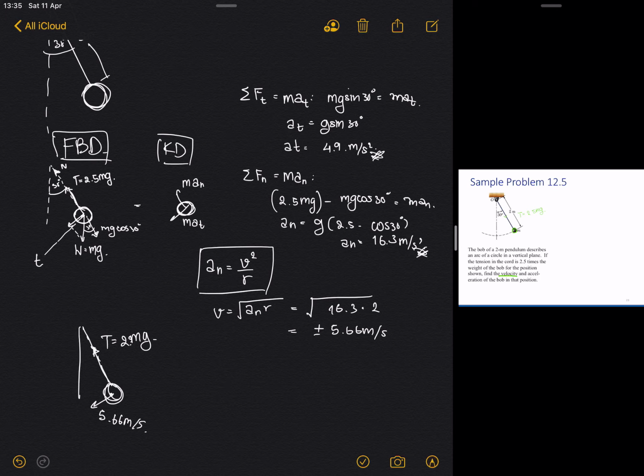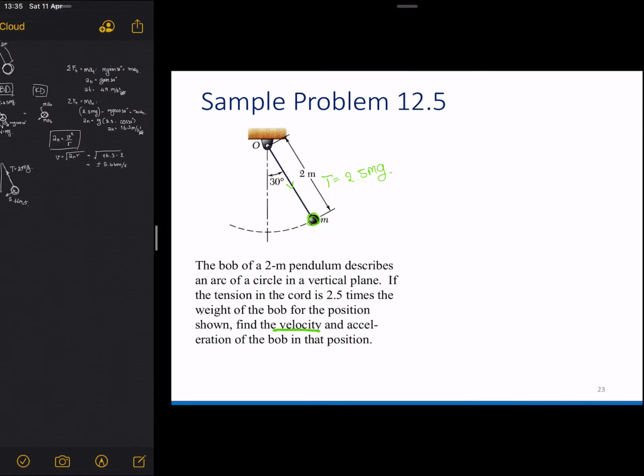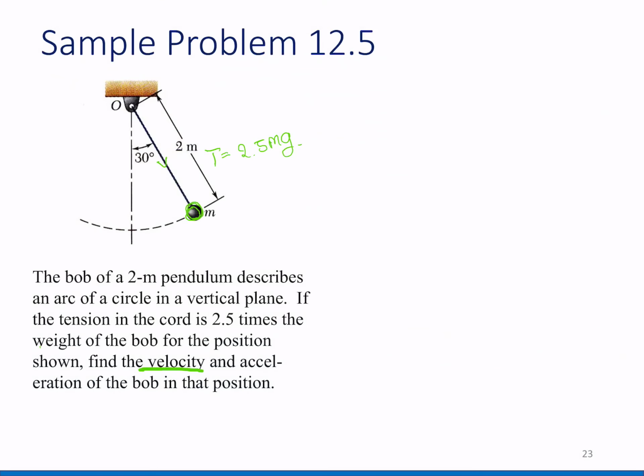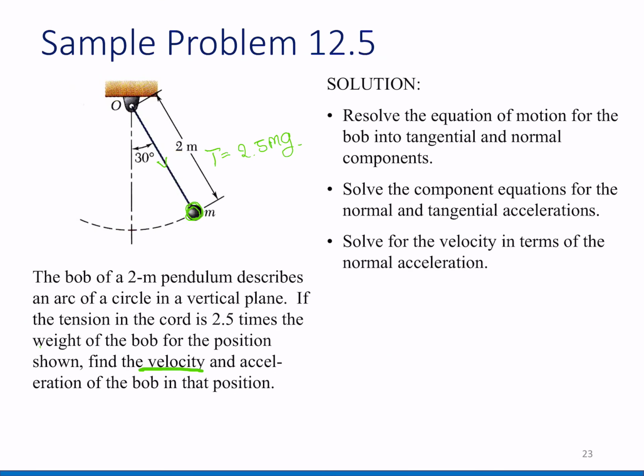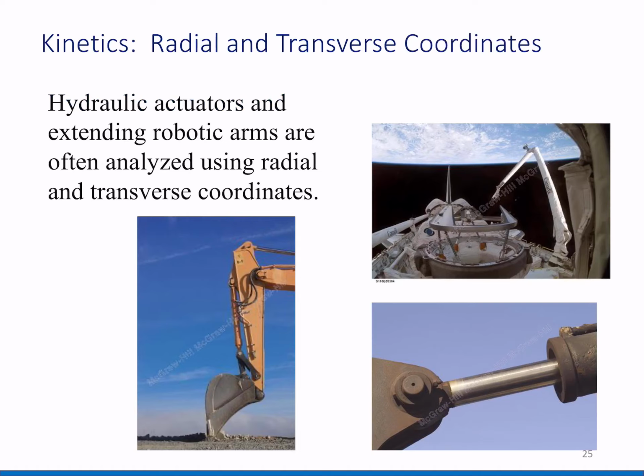So next, we will continue to the next topic. For kinetics, we also have radial and transverse coordinates. Previously it was about the pendulums, where you always have R the same, but here we will talk about the radial and transverse. Let's see what this is about.